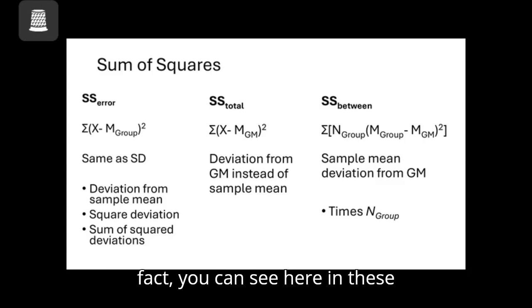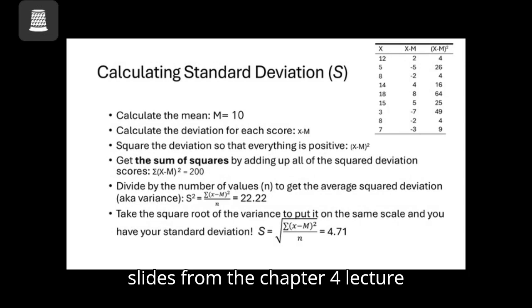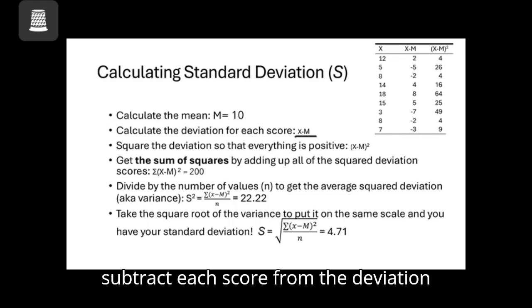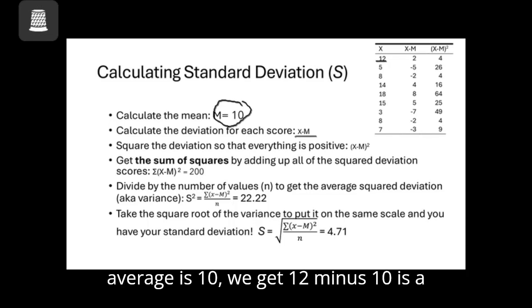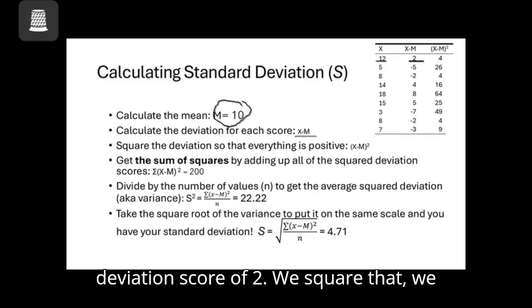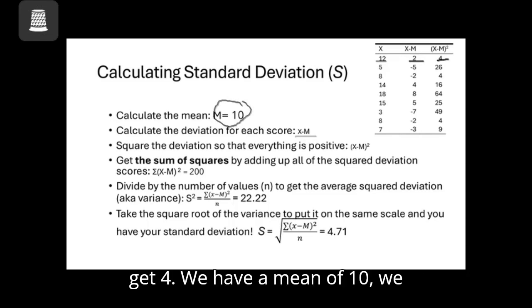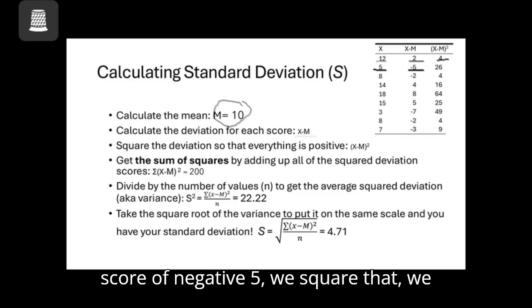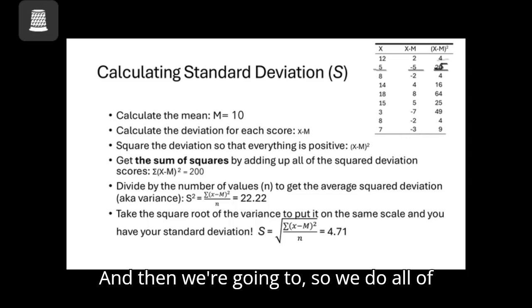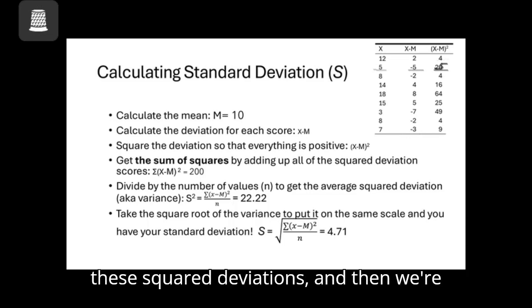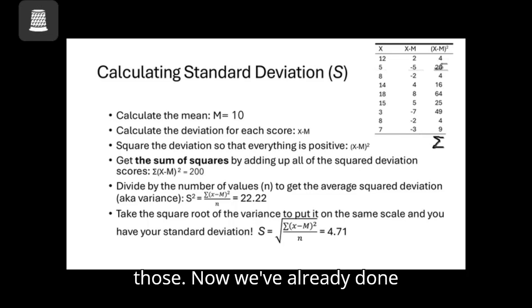In fact, you can see here in these slides from the Chapter 4 lecture on computing standard deviation, we calculate the mean. We subtract each score from the mean, the deviation, right here. So we got a score of 12. Our average is 10. We get 12 minus 10, a deviation score of 2. We square that, we get 4. We have a mean of 10. We subtract 5 minus 10. We get a deviation score of negative 5. We square that, we get 25, not 26. And then we do all of these squared deviations, and then we're going to take the sum of all of those.